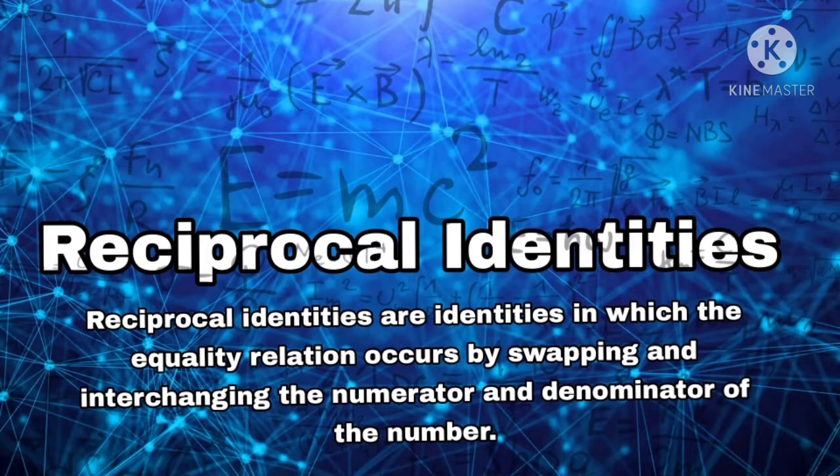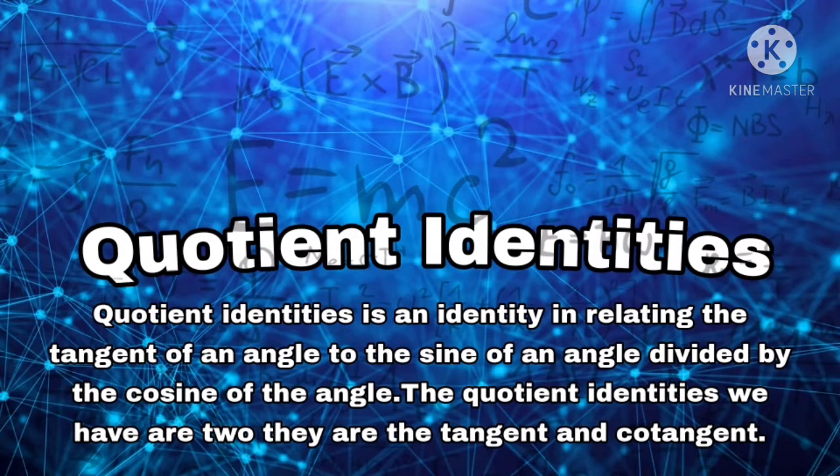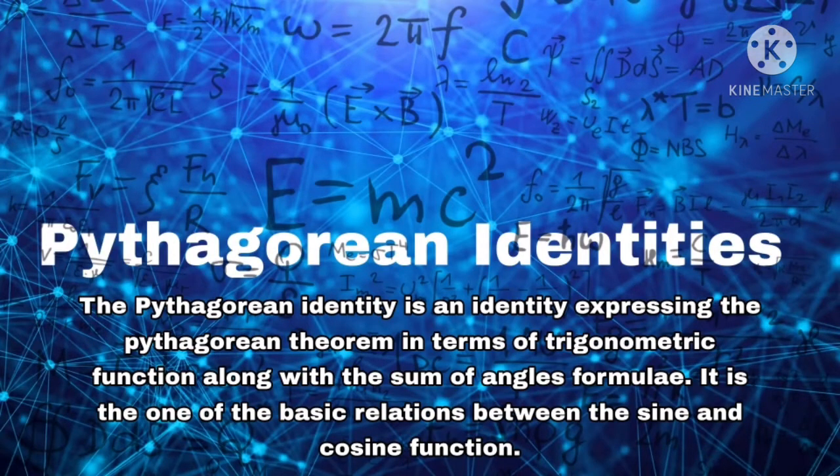or sine theta is equal to 1 over cosecant theta. We have also secant theta is equal to 1 over cosine theta. Cosine theta is equal to 1 over secant theta, or cotangent theta is equal to 1 over tangent theta, or tangent theta is equal to 1 over cotangent theta. Tangent theta is equal to sine theta over cosine theta, and cotangent theta is equal to cosine theta over sine theta. Sine squared theta plus cosine squared theta is equal to 1. Tangent squared theta is equal to secant squared theta minus 1. Cotangent squared theta is equal to cosecant squared theta minus 1.